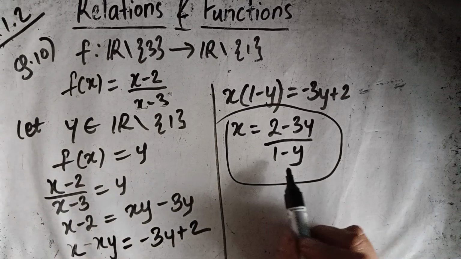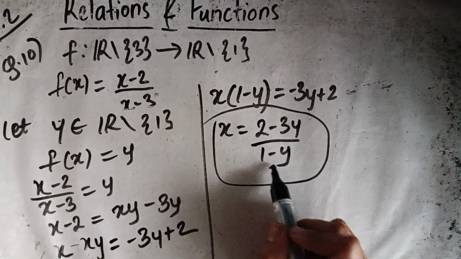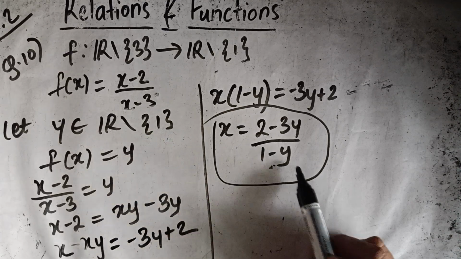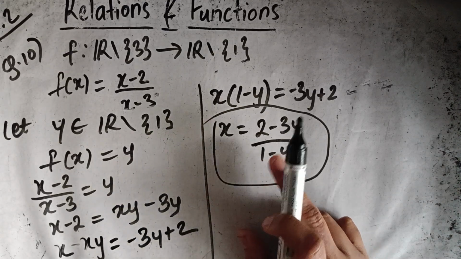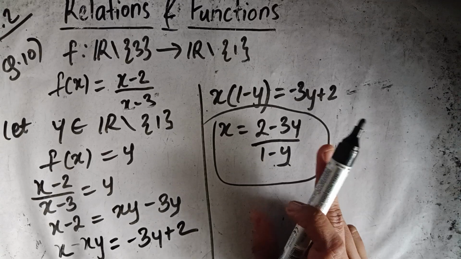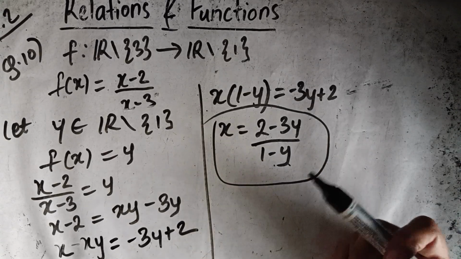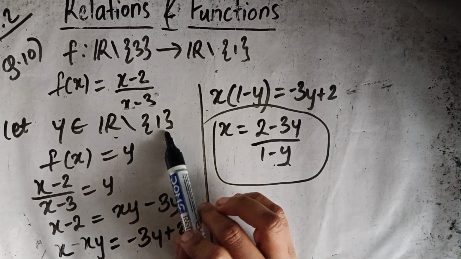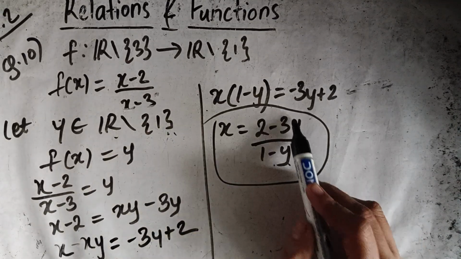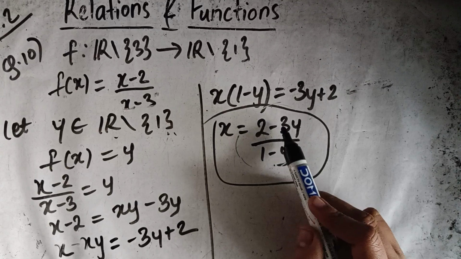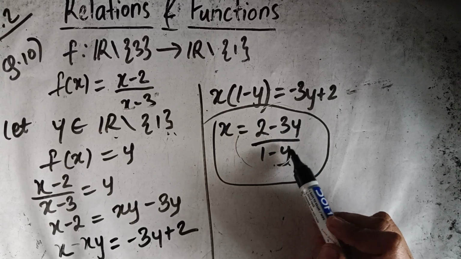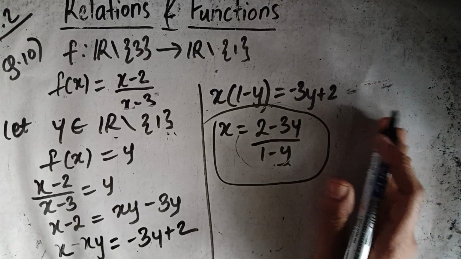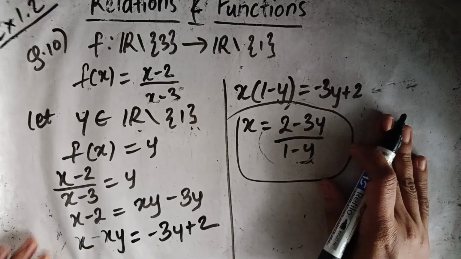Because of this, they have given R minus {1}. 1 is removed; if 1 is not removed, this becomes infinite. So for any y belonging to R minus {1}, there exists this x, that is (2 minus 3y) upon (1 minus y), such that f of x is equal to y. So this is onto.